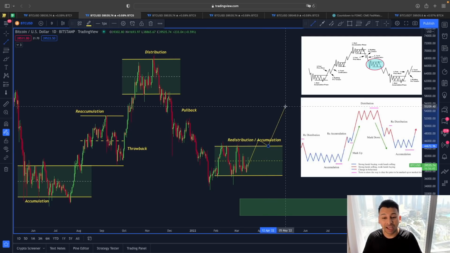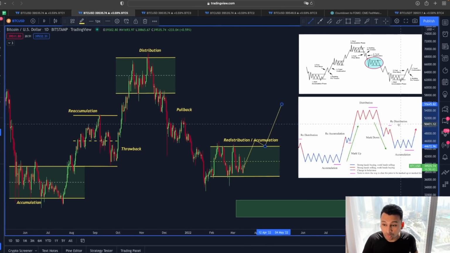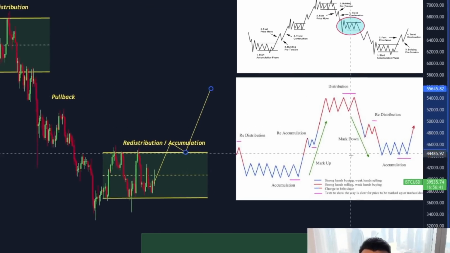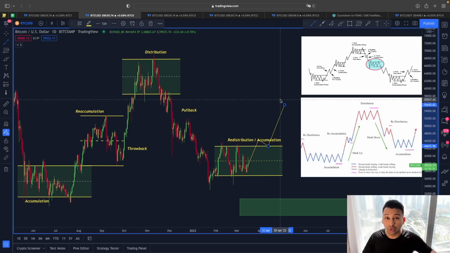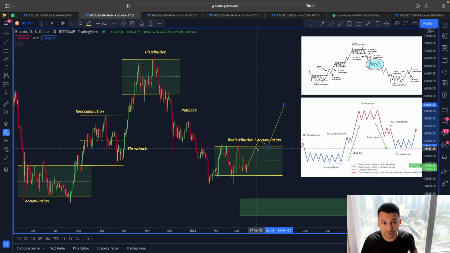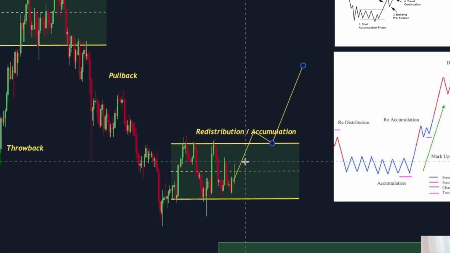redistribution phase. But if the price of Bitcoin manages to break this resistance around 45,000 and flip it into support, guys, then you can see this will be looked at as an accumulation phase, and we could be starting this new markup phase from here on. So now you can see, as long as we remain below this 45,000, I will still be looking at this as a redistribution phase from YCAP. But not just only this redistribution phase.